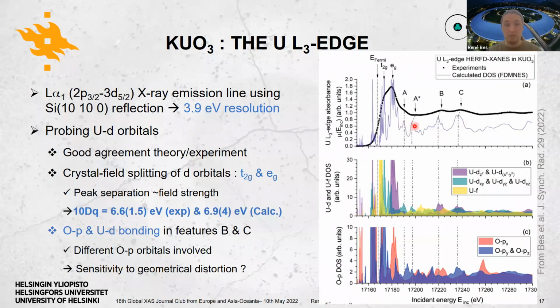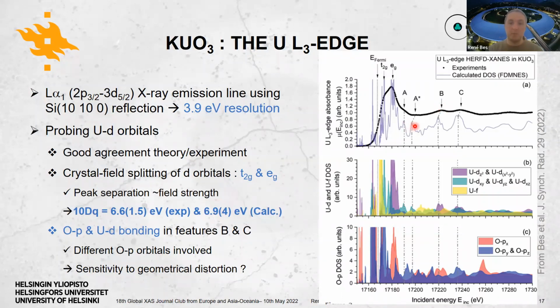As expected, the D states are split into T2G and EG groups because of the octahedral crystal field. Because of the resolution improvement, we were able to measure the field strength directly, because it's proportional to the peak separation. Because we can distinguish the two peaks, we were able to measure the 10 Dq, which was found to be about 6.6 eV experimentally, with a huge uncertainty, of course, because the two peaks are not well enough resolved. From the calculations, we obtain a very similar value, about 6.9 electron volts.